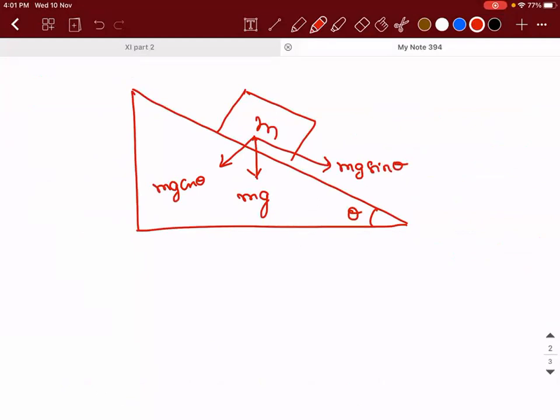Sir, so we'll get a is equal to g tan theta. Sir, you didn't mention the acceleration. Acceleration is in this direction. Yes, sir. Okay.